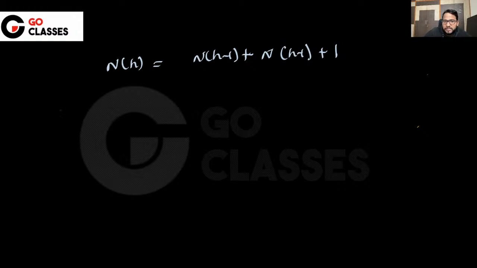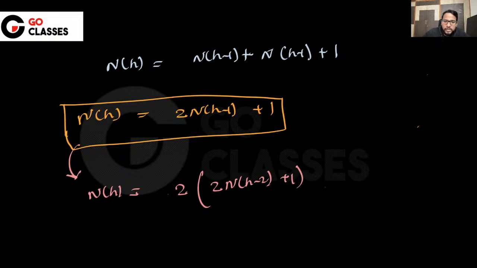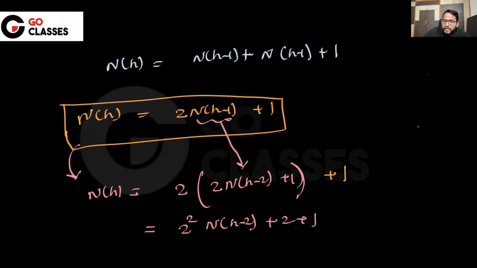Now let's simplify it. This is 2 into nh minus 1 plus 1, which is nh, and this is the recurrence I am getting. If you unroll this recurrence, you will get nh equal to 2 into nh minus 1, and you can do it again, which means 2 into 2 into nh minus 2 plus 1, and then the plus 1 is already there, so plus 1. So you can put the value of nh minus 1 here, which is 2 into nh minus 2 plus 1. Now if you unroll this, it will be 2 square into nh minus 2 plus 2 plus 1.